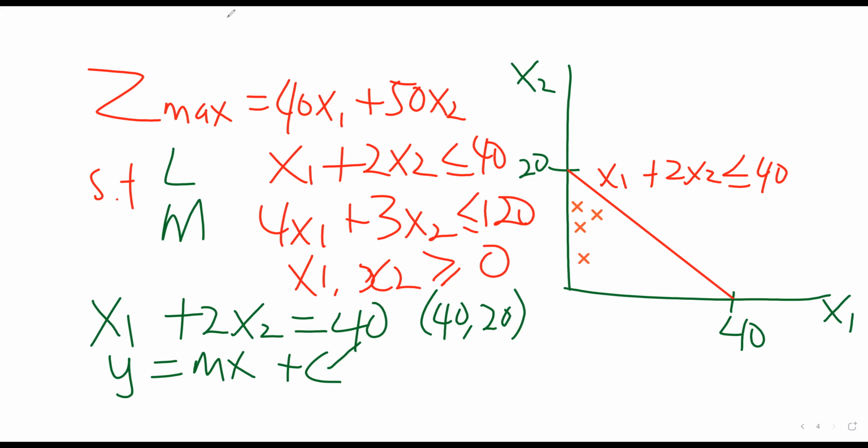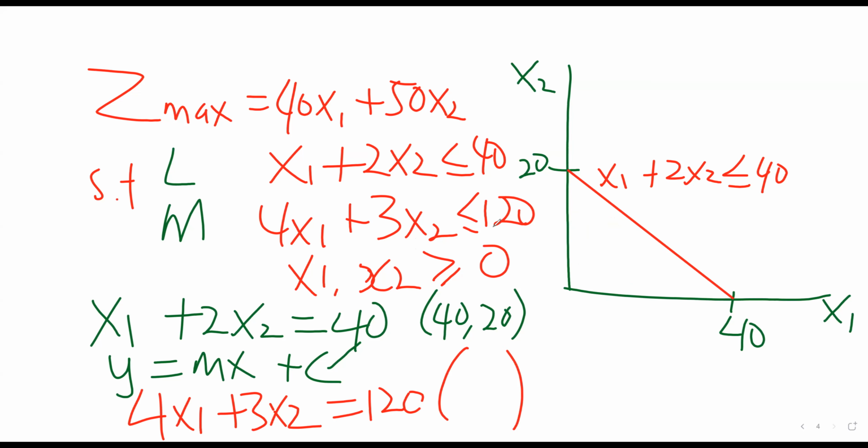Now, we can go ahead and do the second constraint. What is the second constraint? It says that you have 4x1 plus 3x2 less or equal to 120. We'll make it equal to 120, we just take the limit. So if x2 is 0, what is x1?